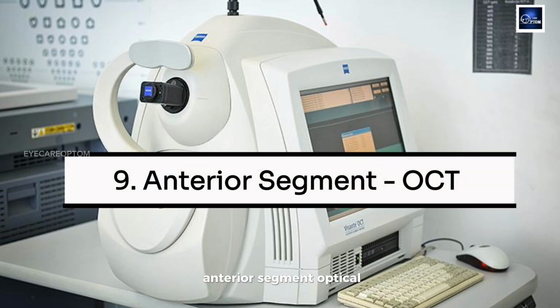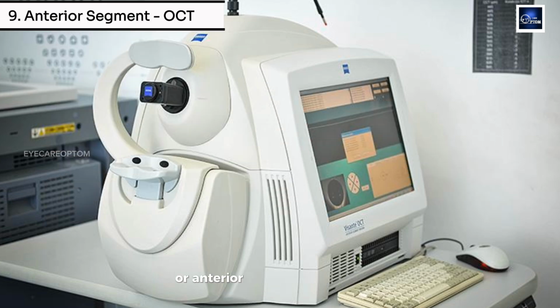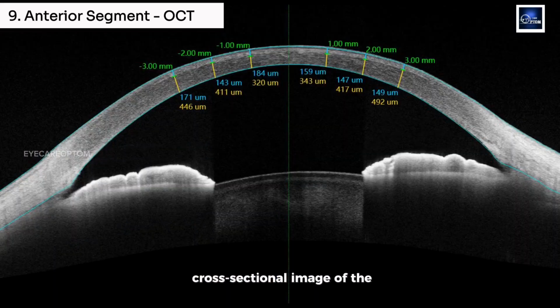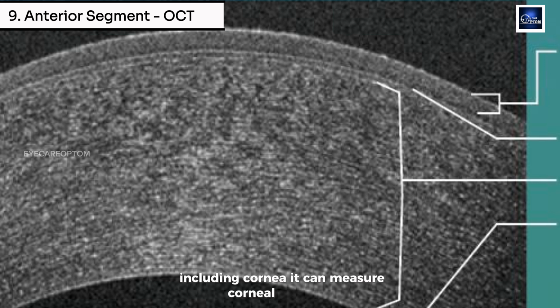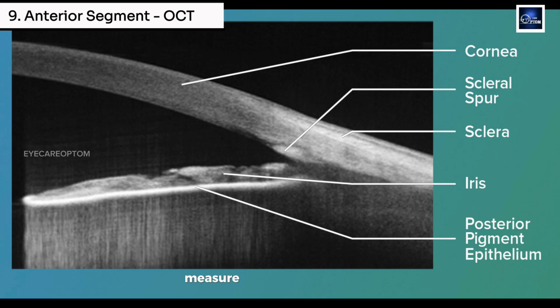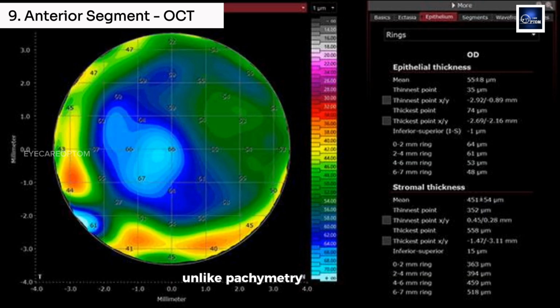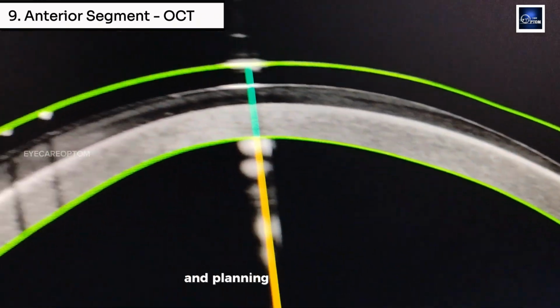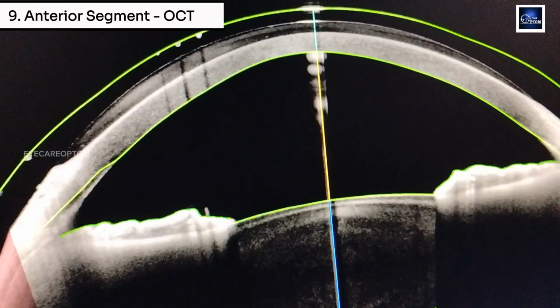Anterior segment optical coherence tomography, or anterior segment OCT, gives us a highly detailed cross sectional image of the entire anterior segment, including the cornea. It can measure corneal thickness, map the corneal layers, measure the anterior chamber depth, and assess the corneal angle. Unlike pachymetry, which gives only central thickness, anterior segment OCT gives us a full thickness map across the entire cornea, making it extremely useful in keratoconus, post-surgical assessment, and planning complex contact lens fits.